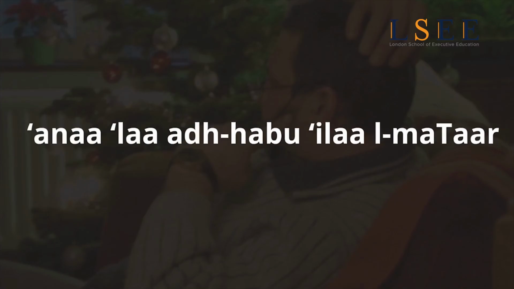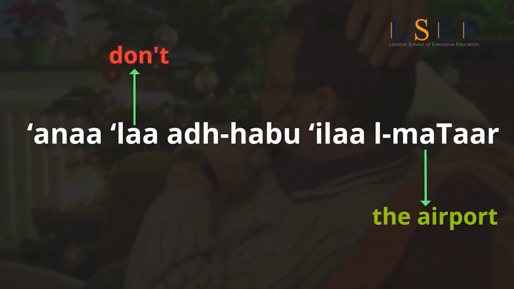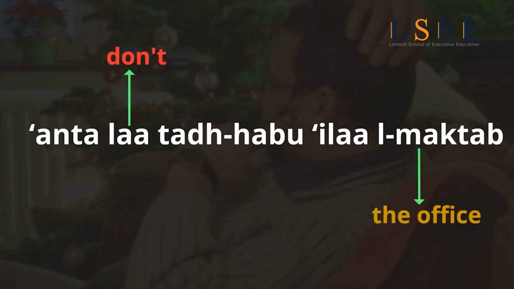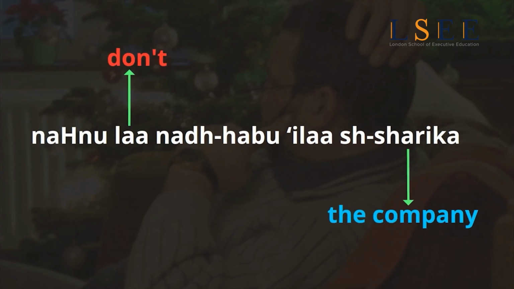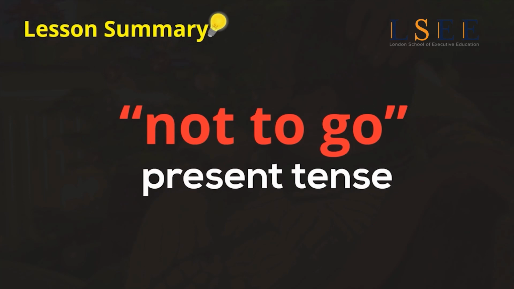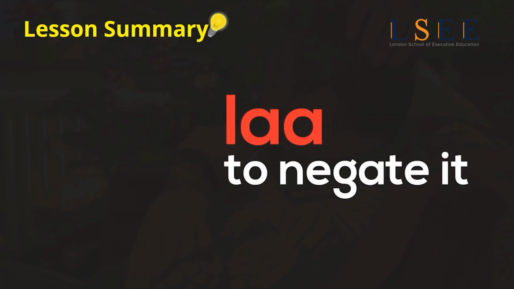Some examples. أنا لا أذهب إلى المطار. أنت لا تذهب إلى المكتب. نحن لا نذهب إلى الشركة. In this lesson, we conjugated the verb not to go in the present using la to negate it, and we saw it in meaningful sentences.